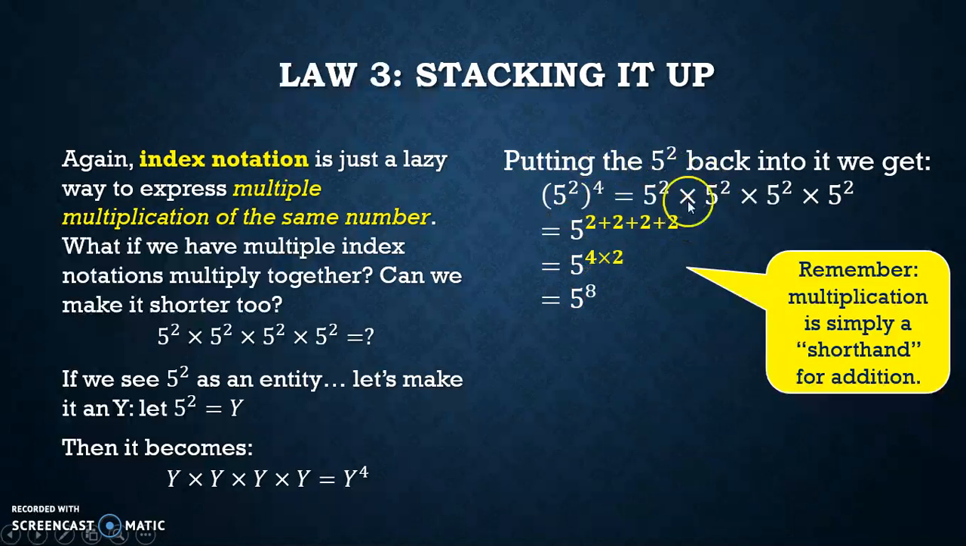So after this series of derivation, we basically can conclude if a base is raised to a power, then bracket, the whole index notation is raised to another power, that simply means we can write it as this base to the indices multiplied together. So we have the third index law. We're stacking the index notations further together. So a to the power of n, to the power of m, can be written as a to the power of n times m.